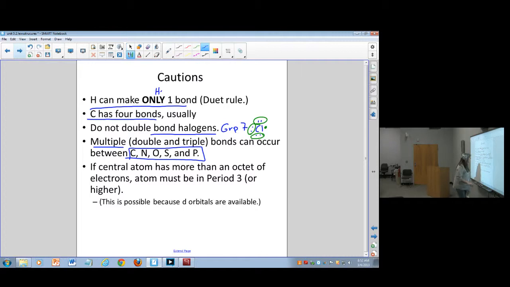Now, we're going to be looking at some other things later. And so if our central atom ends up with an octet, okay, we're going to end up having to be in period 3. Again, this is going to be later when we look at the exceptions, but I just wanted to put all these rules up front.